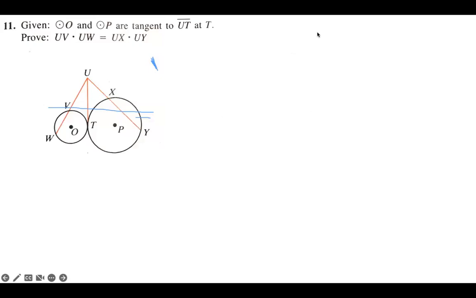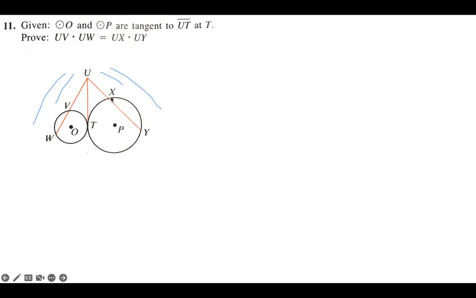The last one, it's a proof. Looks like it's complicated. It's actually not bad at all. Let's see how this one goes. We're given that UT is tangent at T, and we're supposed to prove that multiplication. Now, if you look at what that multiplication is saying, let me annotate it for you in blue here. It's saying UV is the thing on the outside, times UW. That's the whole darn thing. Well, that sounds familiar. And then UX, that's the short piece on the outside. Oh, that's the same thing, except it's not the same.